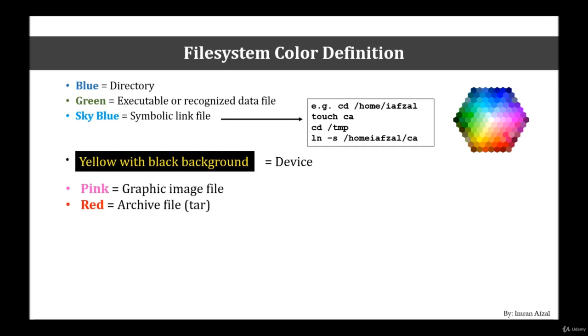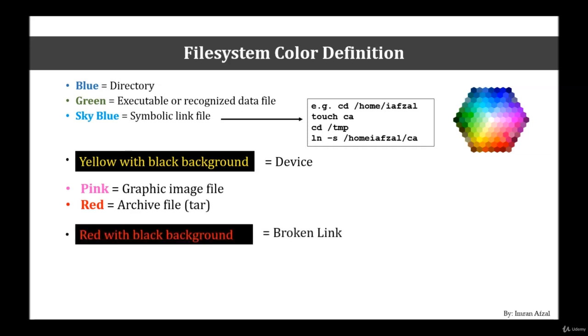Next, we have the red files. Red files are the archive files. When we have 2 or 3 files together and we put them in a tar file by running the tar command, that container is called an archive file, and those archive files are shown in a red color.